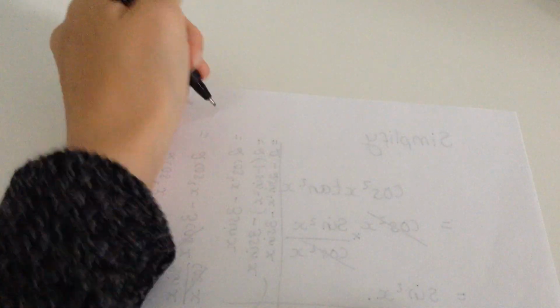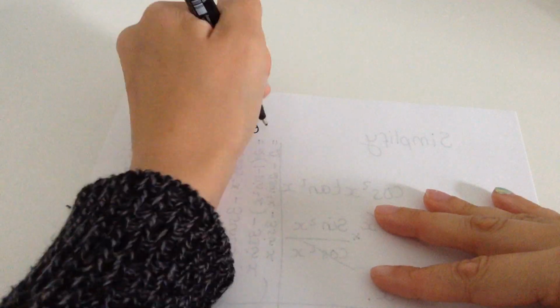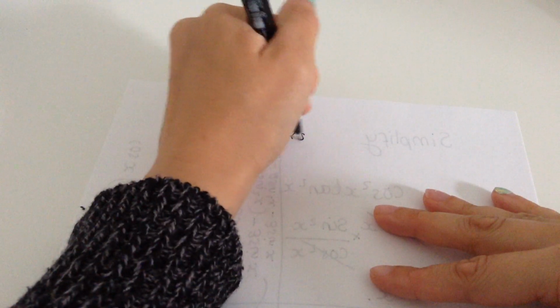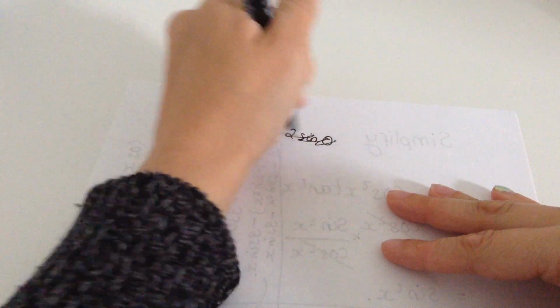Okay, let's do 2 more, why not? Root 3 tan theta equals 2 sine theta. Wait, that's literally the one I just did.